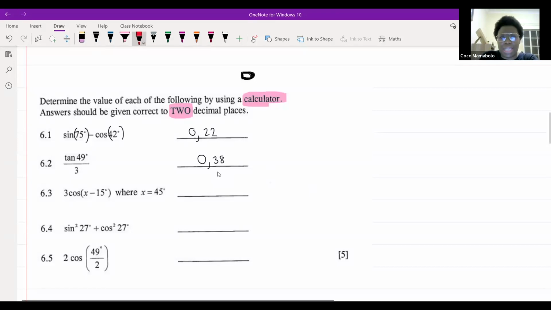This one over here says 3 cos of x minus 15, where x is 45. So basically what they're telling us to do is just take that 45 and substitute it in there. So what we're going to put into our calculator is just 3 cos of 45 minus 15. And if I put that into my calculator, it's going to give me 2.6.